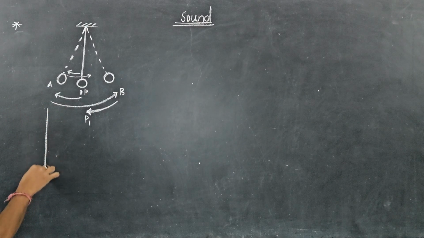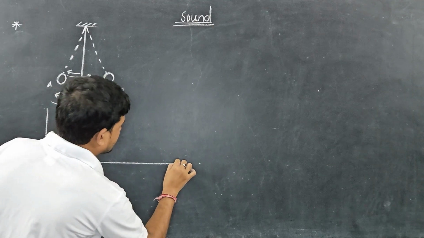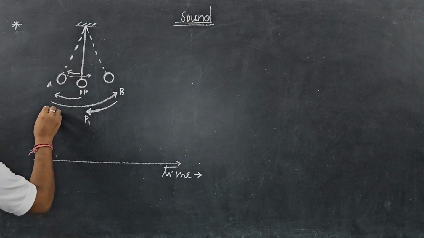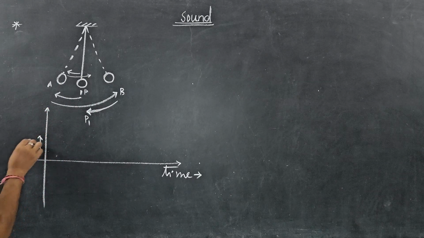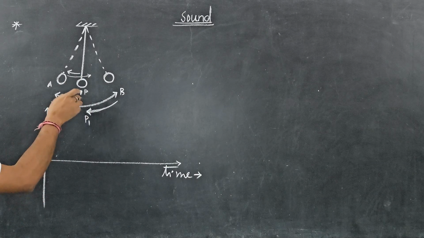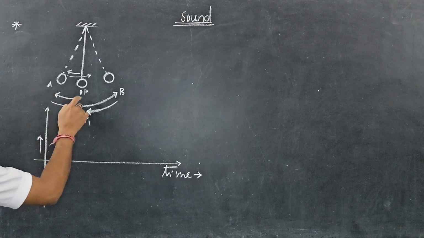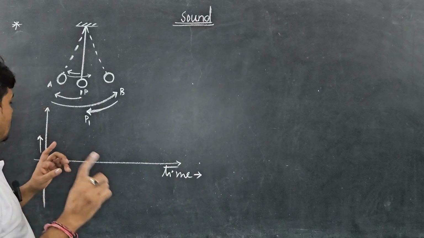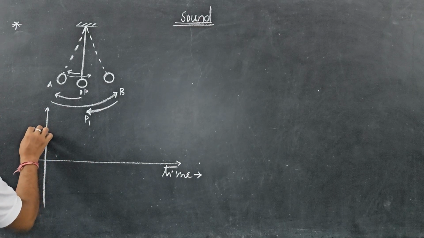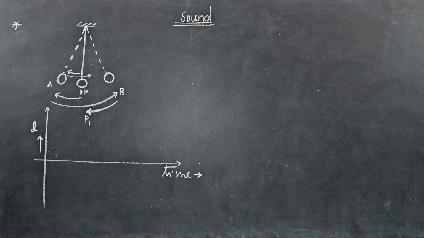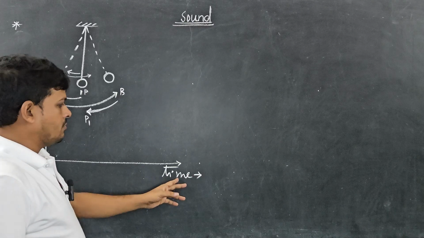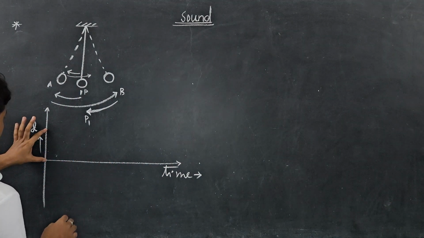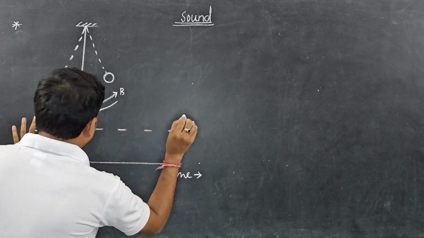Let's see here. Graphically we can plot this, and as the simple pendulum executes periodic motion, the displacement from the mean position P to the extreme left A and from the mean position to the extreme right B must be equal. Let the displacement D be plotted along the y-axis and the independent variable time along the x-axis.